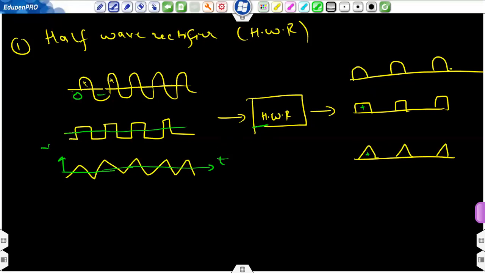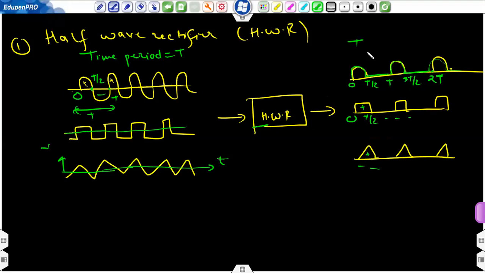Okay, so if this is 0, and the time period of this wave is T, this point will be T by 2. So you will receive wave from 0 to T by 2, and from T by 2 to T, no wave will be present. Then T to 3T by 2 there is a wave, then 3T by 2 to 2T no output is there. So this is the behavior of the half wave rectifier circuit. This is the same for all. The time period of the input wave, let's say, is capital T. This is periodic, one period, then again repeating, then again repeating. So the time period of this output wave is also T.